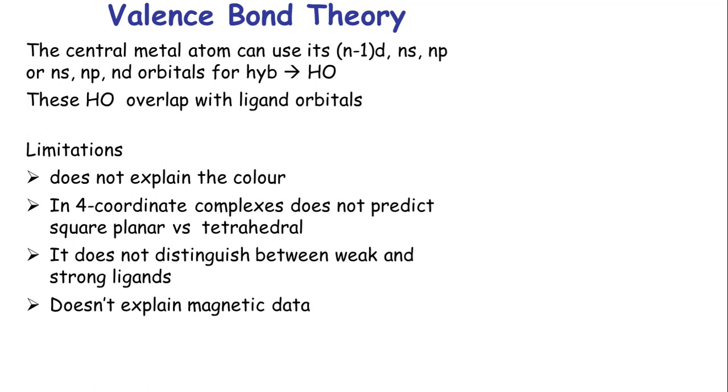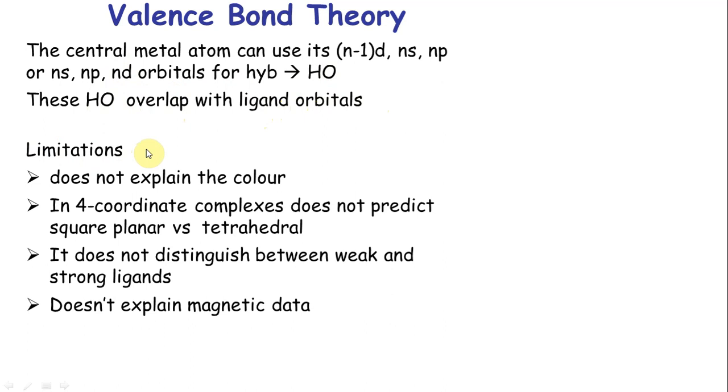According to valence bond theory, the central metal atom can use its (n-1)d, s and p orbitals, or ns, np, nd orbitals to form hybrids. So there's a classification here: (n-1)d can be used or nd can be used. It can be the d orbital inside the outermost shell or the outermost shell itself. These hybrid orbitals overlap with the orbitals of incoming ligands, giving rise to bonding.